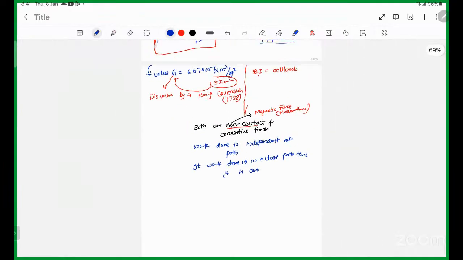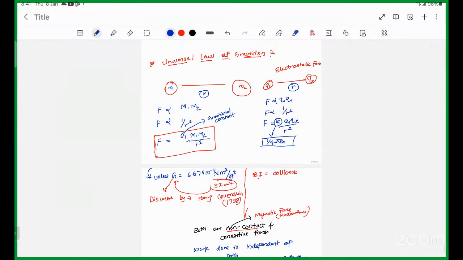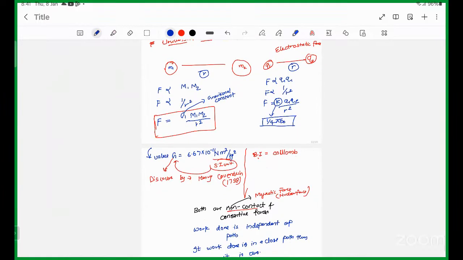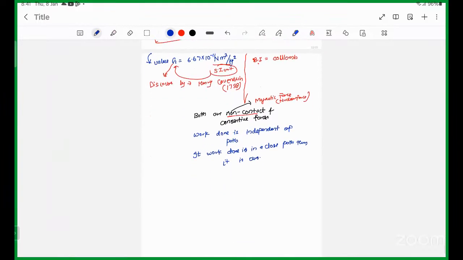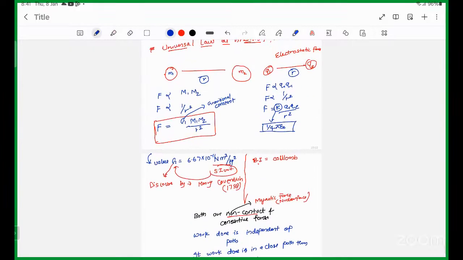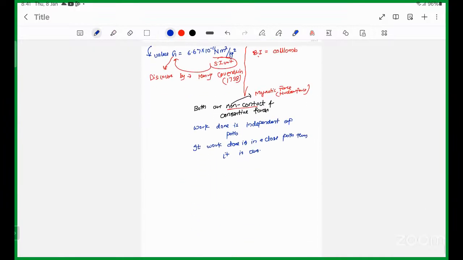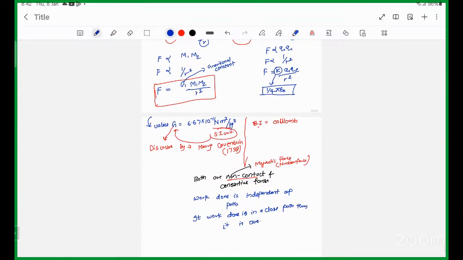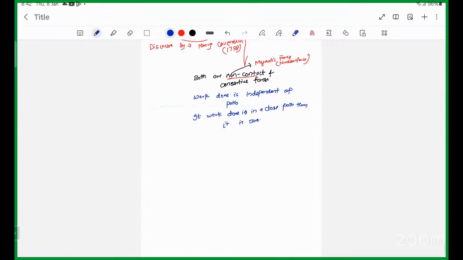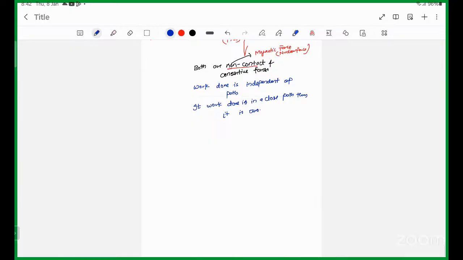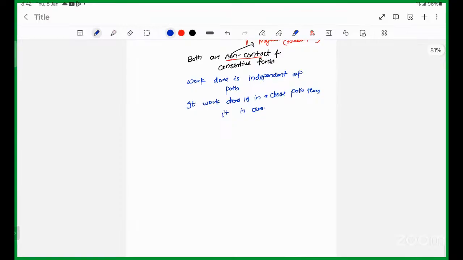So here we have discussed a few points about the universal law of gravitation, the value of G and the SI unit. For electrostatic it is coulomb, and in case of gravitational, it is Newton meter square per kg. Both are non-contact forces, and these are called conservative. Work done is independent of path, and if it is in a closed path, then it will be zero.